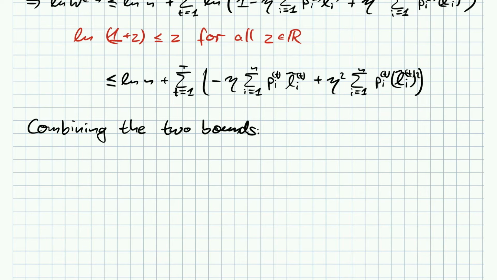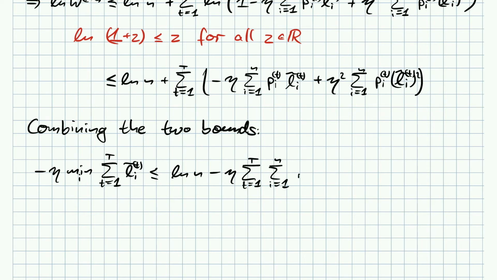So if we combine these two bounds, what will we get? We will get that minus eta times the minimum of the sum of the l_it tilde is at most ln n plus, and now we can just copy this from up here. I'll not do it quite literally. I'll now write minus eta times the sum over all time steps, the sum over all actions, p_it times l_it tilde, plus eta squared times the sum over all time steps, the sum over all actions, p_it times l_it tilde squared.